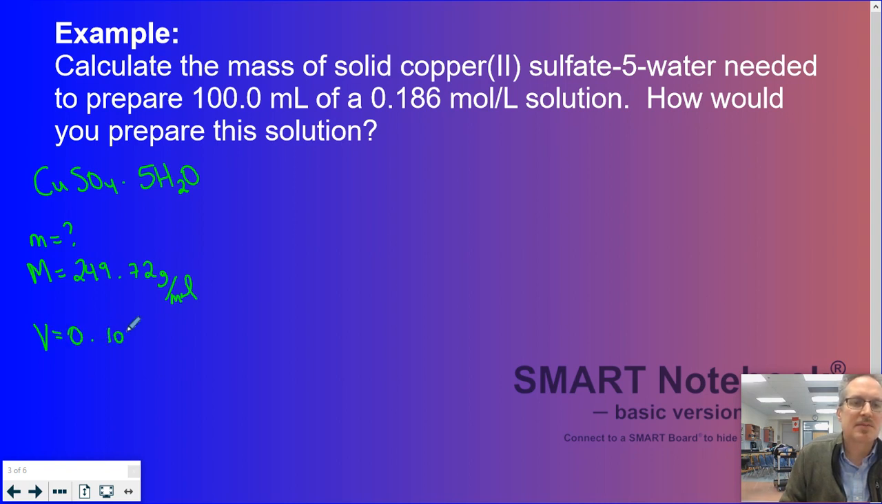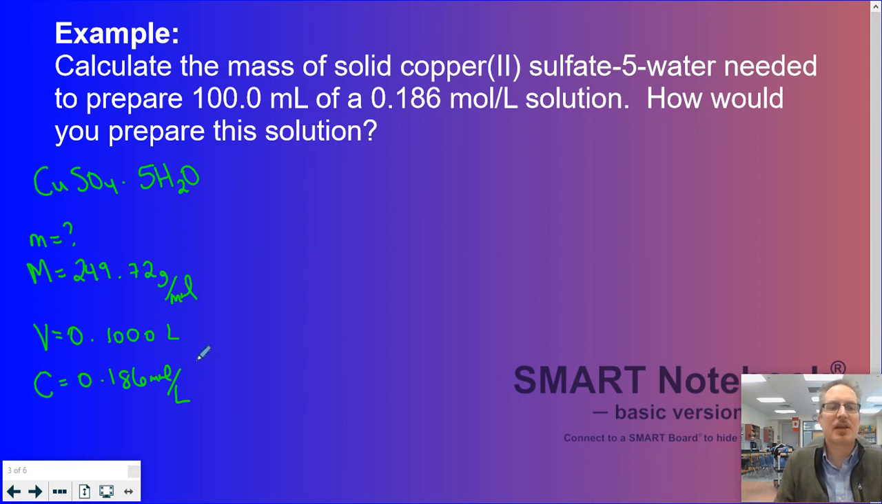My volume, it says, is 100 milliliters, so we're going to change that to liters. So 0.100 liters. And my concentration I'm trying to make today is 0.186 moles per liter. So if I take a look here, my first step is going to be, I've got concentration and volume, so I can find moles.